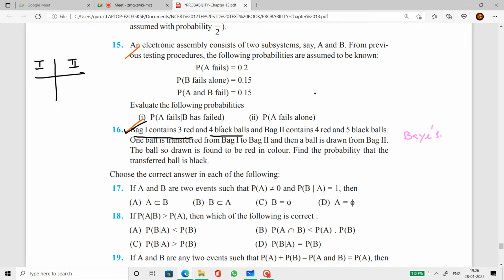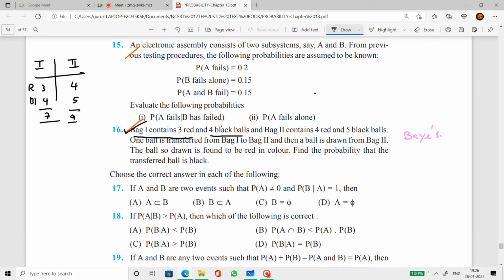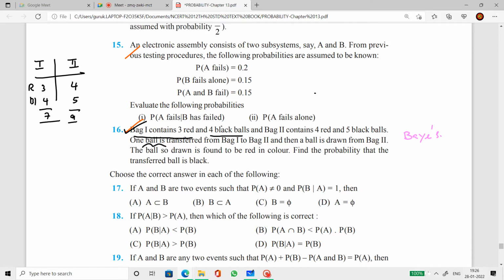Bag 1 contained red 3, black 4. Bag 2 contained 4 red and 5 black. So total 7 and total 9. One ball is transferred from bag 1 to bag 2 and then a ball is drawn from bag 2.